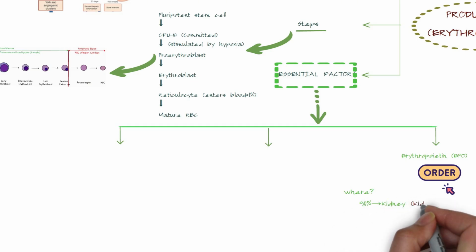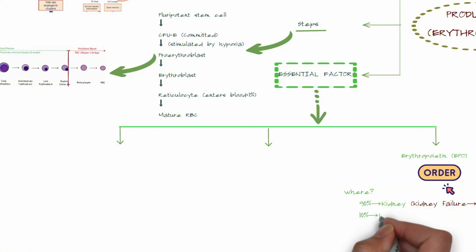90% of the erythropoietin, which is a hormone by the way, is formed in the kidney and 10% in the liver. Here I want to emphasize that kidney failure decreases the erythropoietin, decreasing the RBCs, so patients with renal failure normally have anemia. What triggers the erythropoietin release? The main stimulus is hypoxia, and hypoxia increases the hypoxia-inducible factor that stimulates the kidney and liver to produce more erythropoietin. So what are the causes of hypoxia?